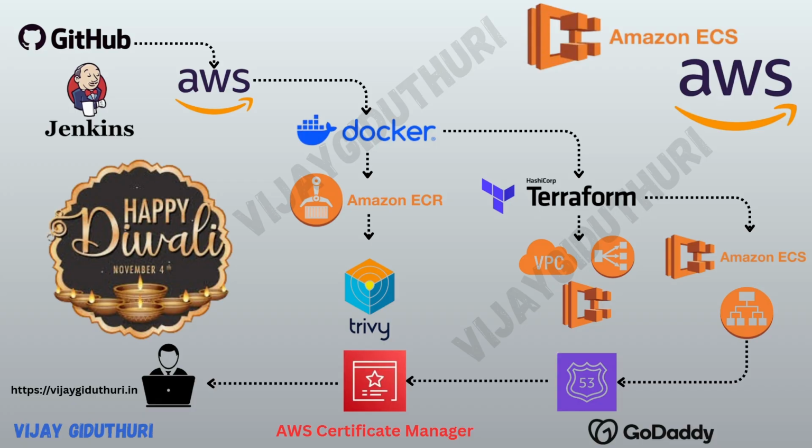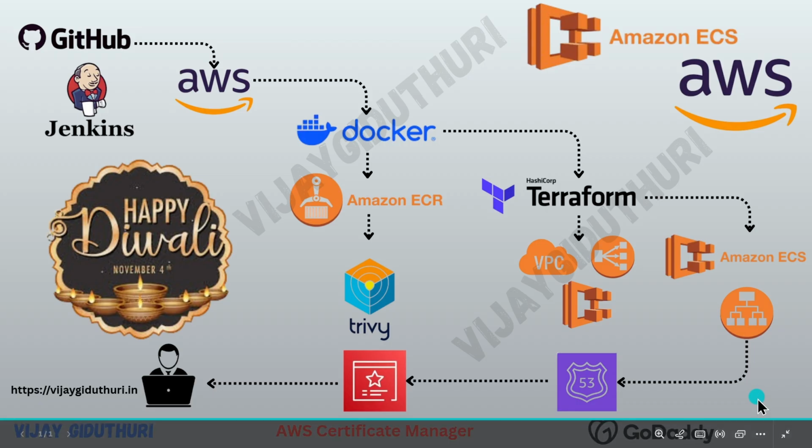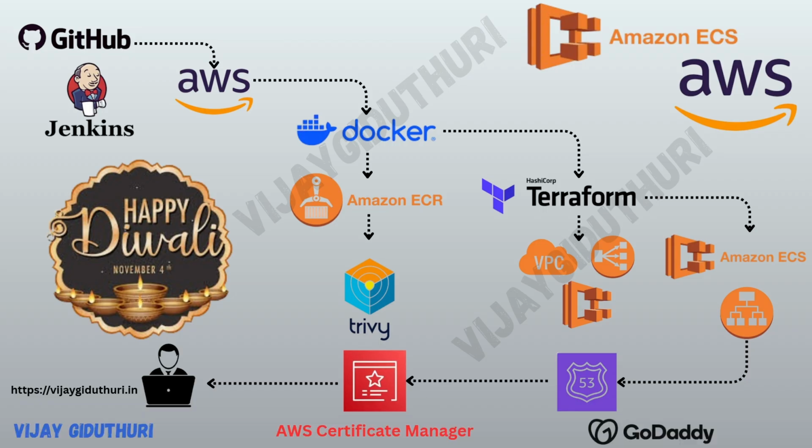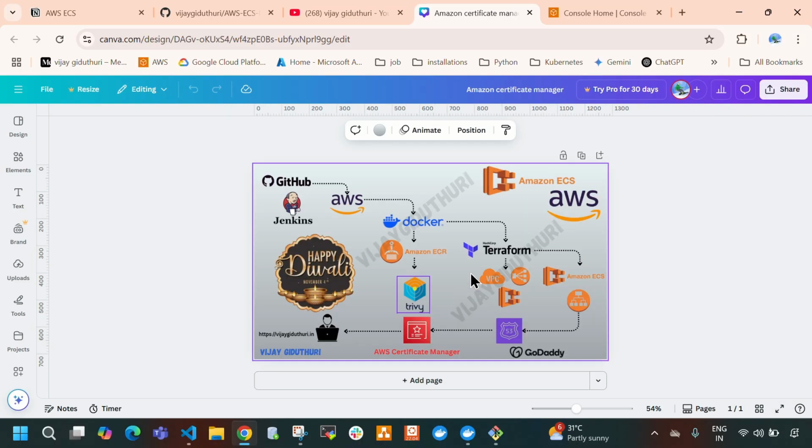Once the pipeline is green, we are going to access our website using the application load balancer DNS name, and after that we are going to map this DNS name to AWS Route 53. And finally, to secure our site, we are going to request an SSL/TLS certificate from AWS Certificate Manager for an HTTPS connection. So this is the project architecture. Before starting this project, let me show you the final output.